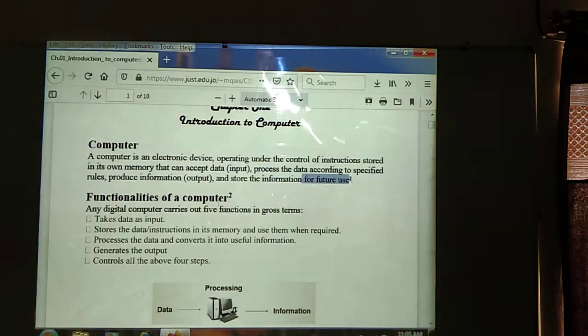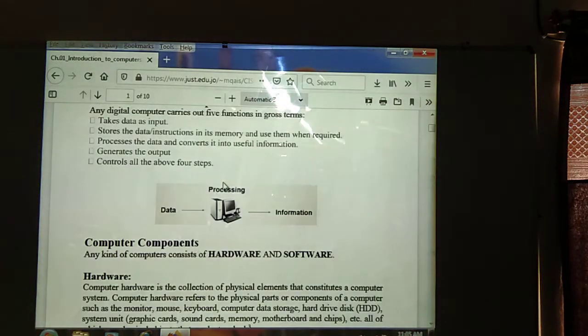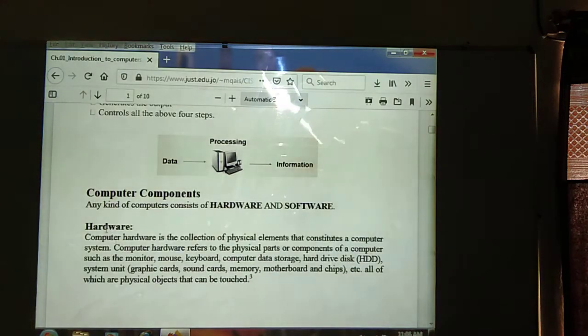What are the functionalities of a computer? First we are going to be inputting the data and giving the instructions. Next, processing, generating output and controlling the above steps. See here, we have a diagram below. First we are going to be giving the data to the system. It should be processed and information will be retrieved. That is the use of the computer.